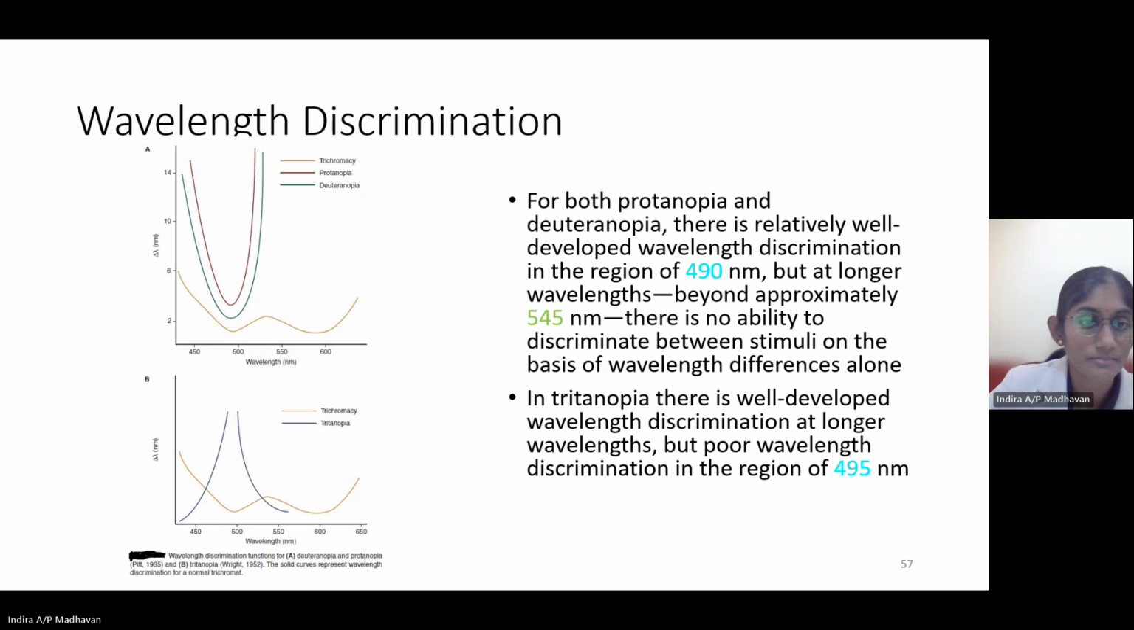In tritanopia, there is well-developed wavelength discrimination at longer wavelengths, but poor wavelength discrimination at about 495. That means they don't have discrimination. If you give any colors in that range, it all looks the same for them. So the color discrimination is going to be different for patients when they have this color vision deficiency.